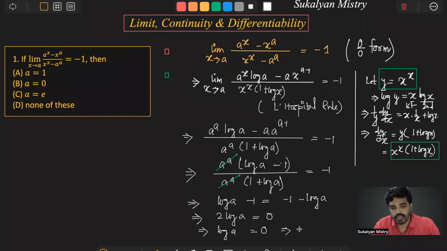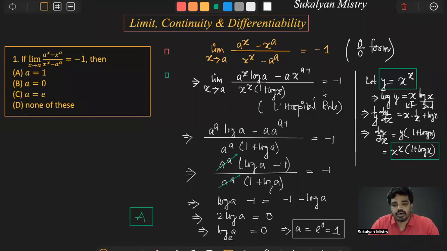So this implies a, look, what do we consider here, the base, right? So a is equal to e to the power 0. e to the power 0 is 1. So the value of a is 1. So option A is the correct answer. Okay. So which option is correct? The correct answer is option A. Clear?